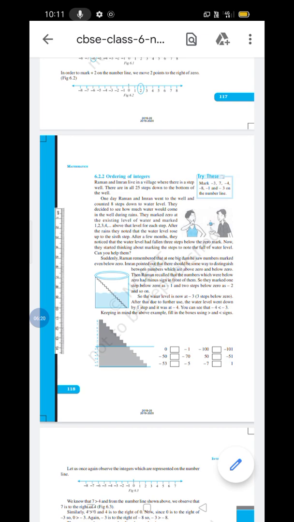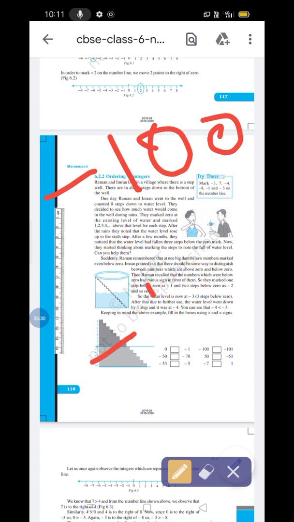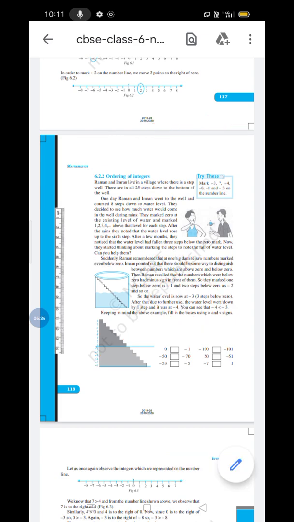Next, similarly, minus 100 and minus 101. The greater number will take the least value. So minus 101 will be the least number. Okay, children.